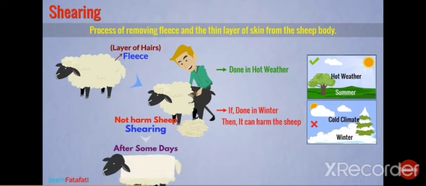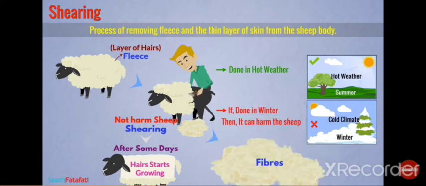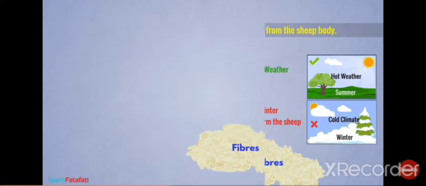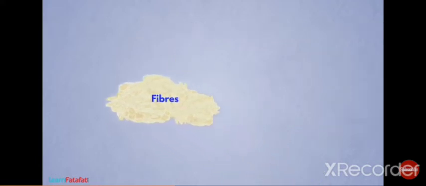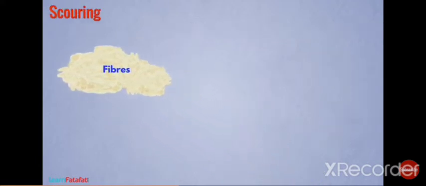After some days of shearing, hair starts growing on the sheep's body again. And through the process of shearing, we obtain fibers. The next step is scouring.